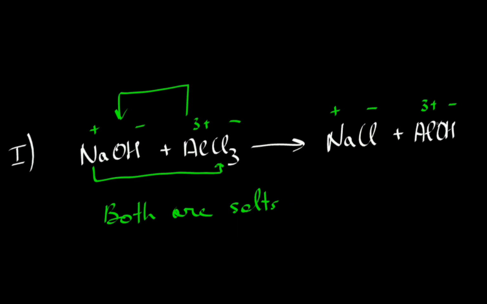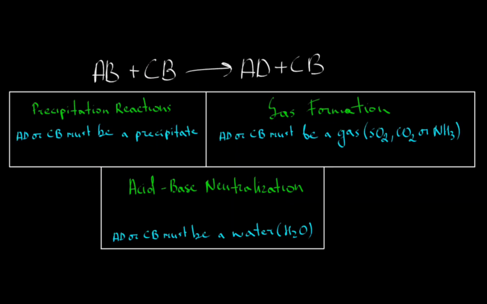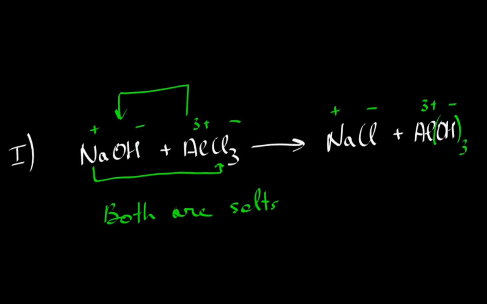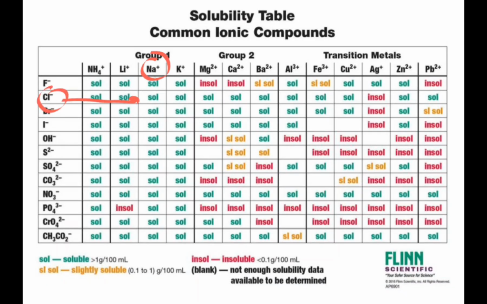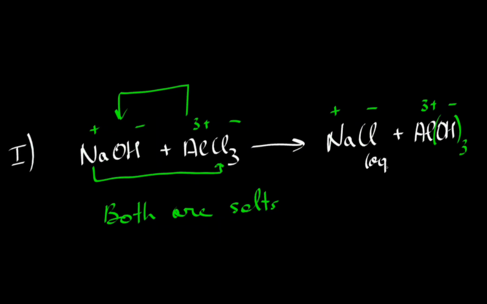In double displacement reactions, one of your products must always be a precipitate, gas or water. If there is no precipitate, gas or water, the reaction doesn't occur. In this case, we can cross out gas and water, and if we look at the solubility table, we will see that sodium chloride is soluble and aluminum hydroxide is not. So that means that this reaction occurs, and all that's left is to balance the reaction.